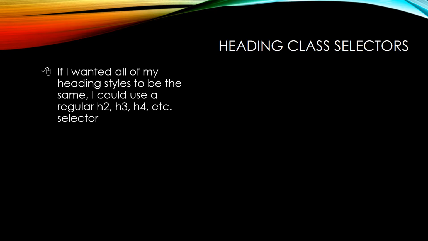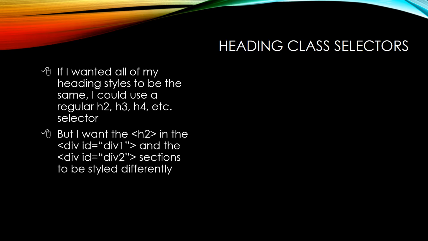Setting up our heading class selectors. I want all of my heading styles to be the same. I could use the regular H2, H3, H4 selectors. However, I want the H2 in the div ID equals 1 and the div ID equals 2 sections to be styled differently than those that show up in the div 3.